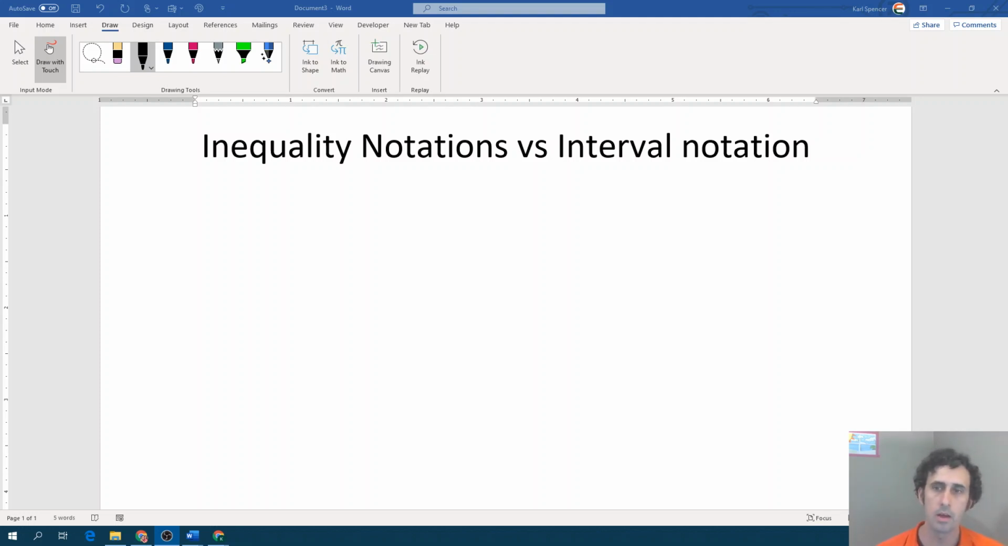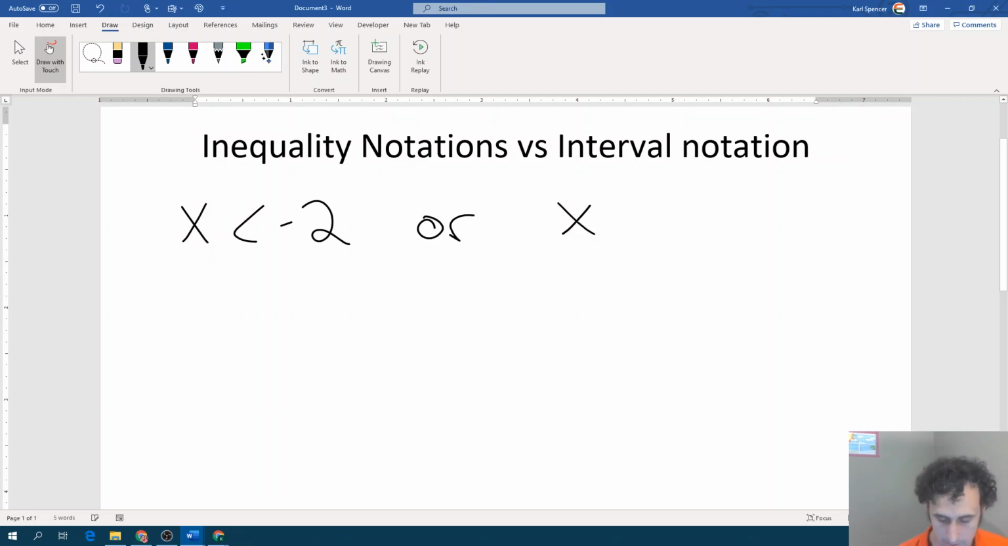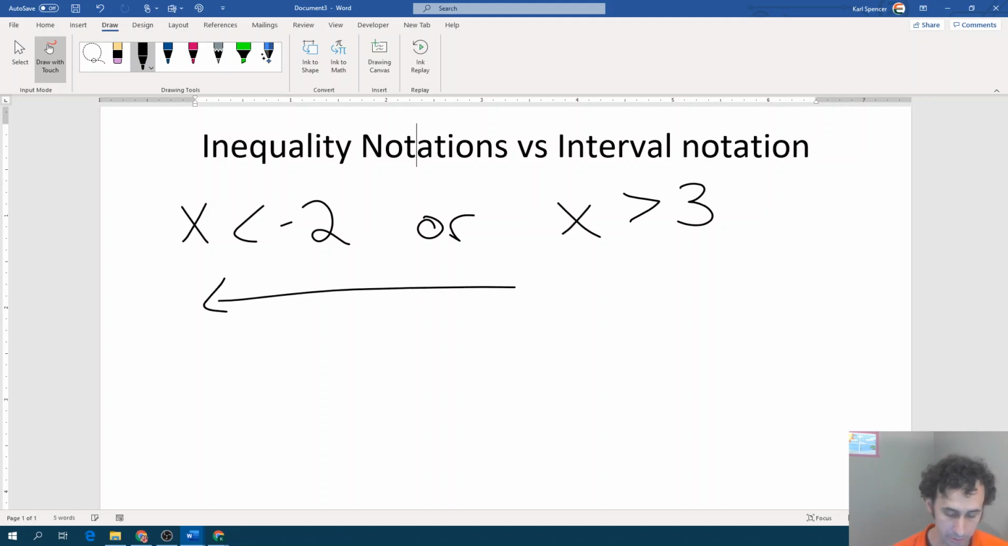Today we're making a short video on an idea called interval notation. So you've been solving problems using absolute values and inequalities. Rather, this is true for anything regarding inequalities, but you're getting your solutions and you're writing them in what we call inequality form. So your answer might look something like this. You could say x is less than negative 2 or x is greater than 3. A standard solution within inequality notation.